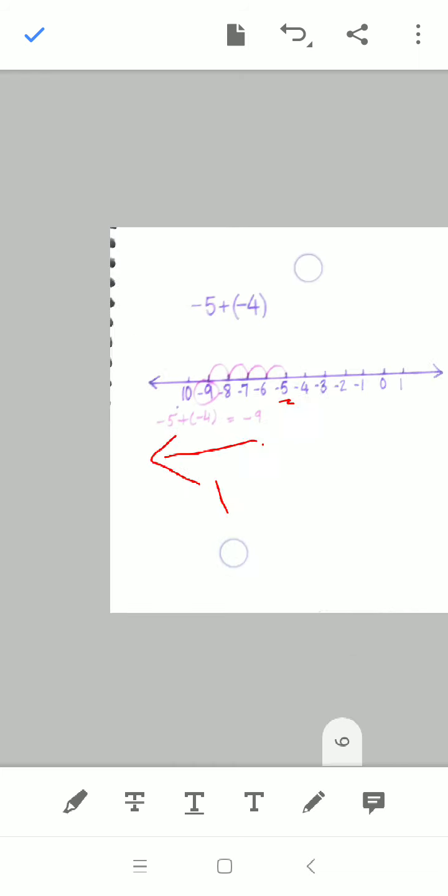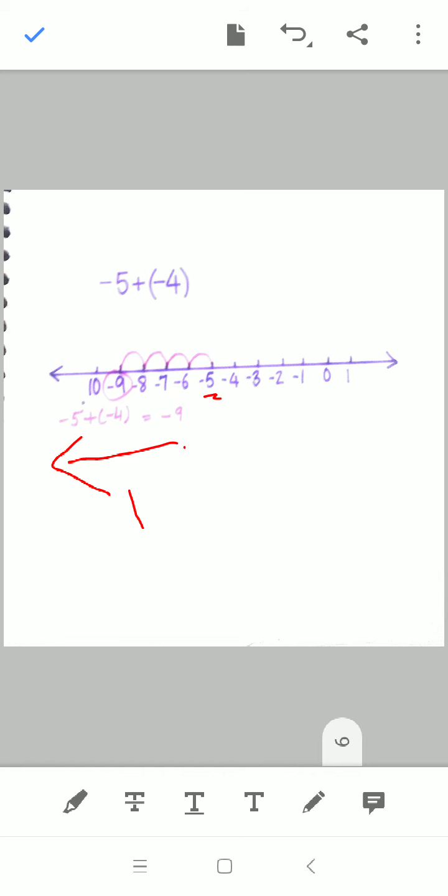So I hope it is clear how to compare and add integers on the number line. Thank you.